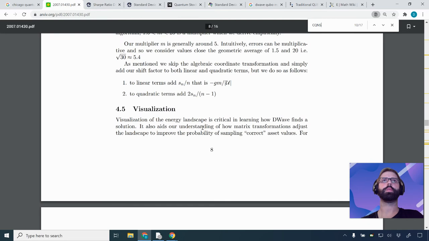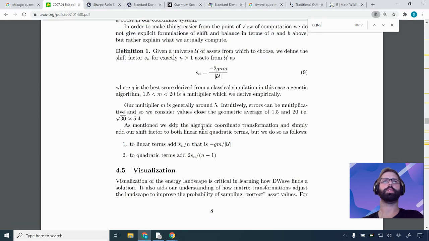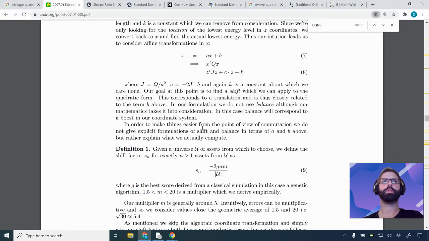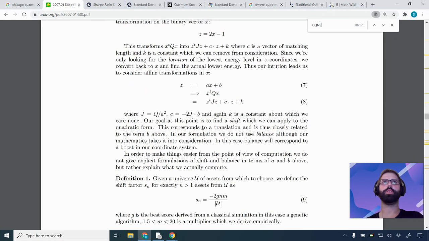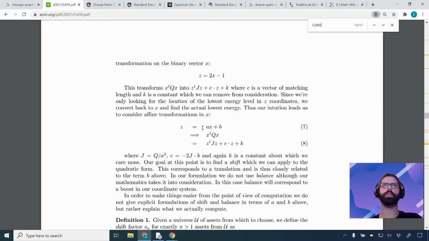Because it's shift factor. This shift factor is what the heck? What are these?